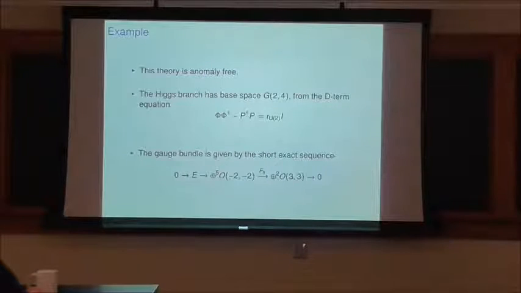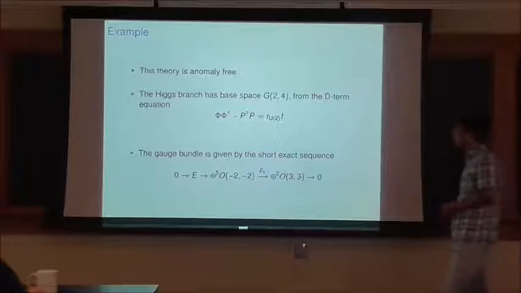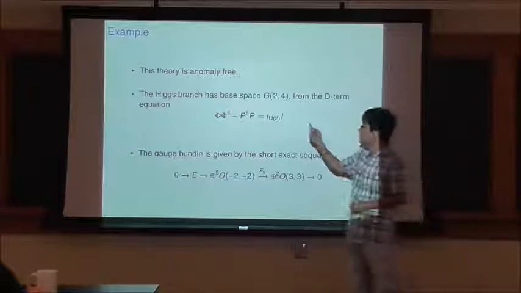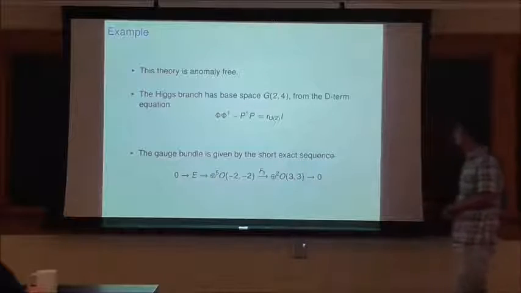So this theory is non-free, as you can check. And also the Higgs branch is given by the usual D-term equation, because we don't have any F terms here except for that superposition over there. So this term will give you the Grassmannian G24.